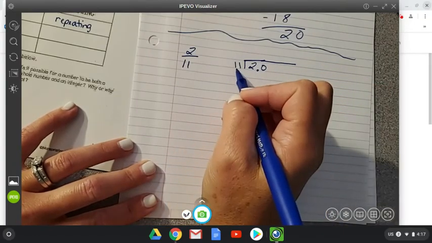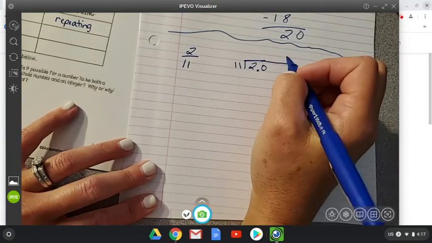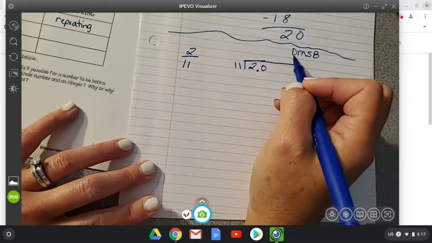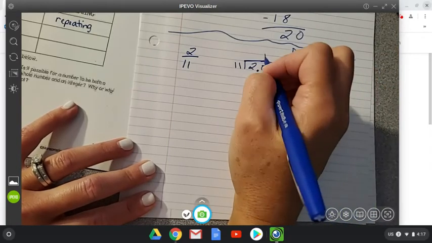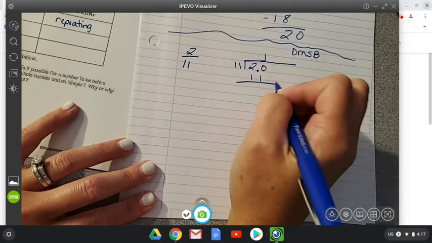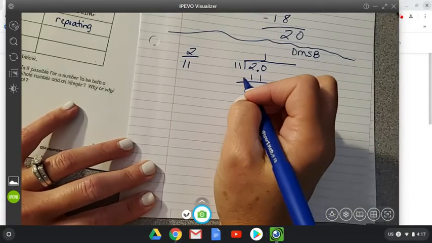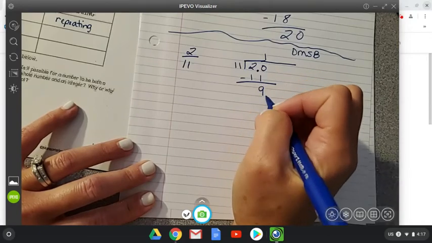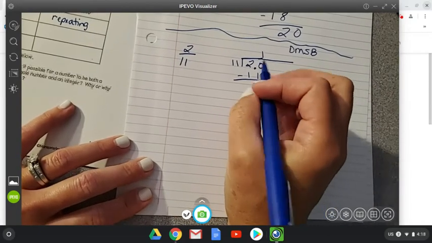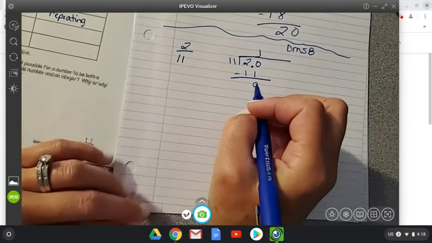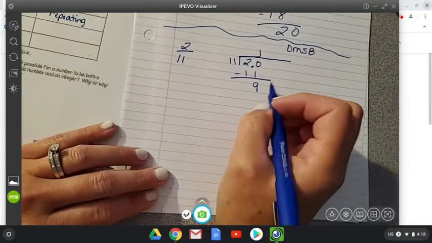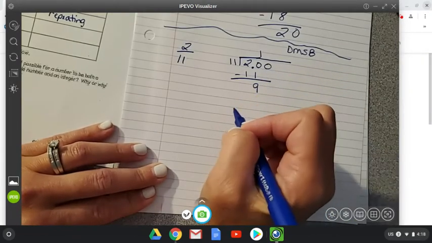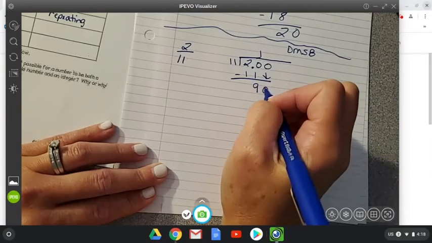How many times does 11 go into 20? So again, this is our divide, DMSB. So we're going to divide first. 11 into 20 goes 1 time, and that's 11. And 20 minus 11, subtract is the next thing. So we take 20 minus 11. That's going to be 9. The next step after subtract is to bring down. And there's nothing to bring down, so we have to do a 0. And so we bring down the 0 here.